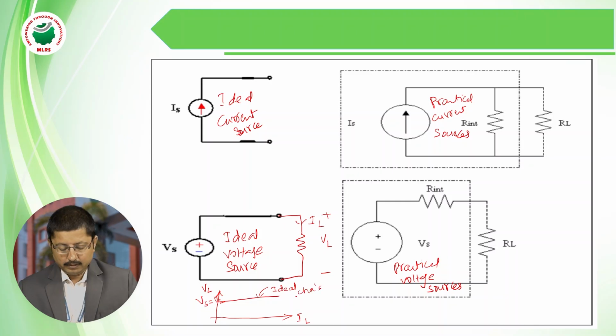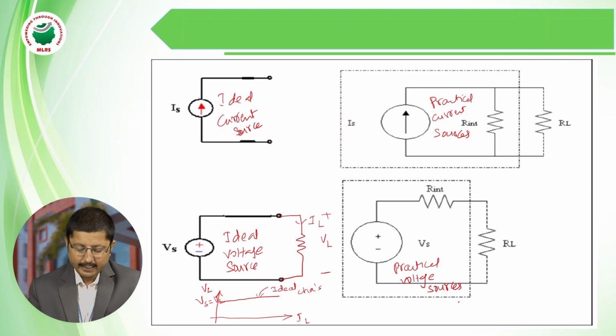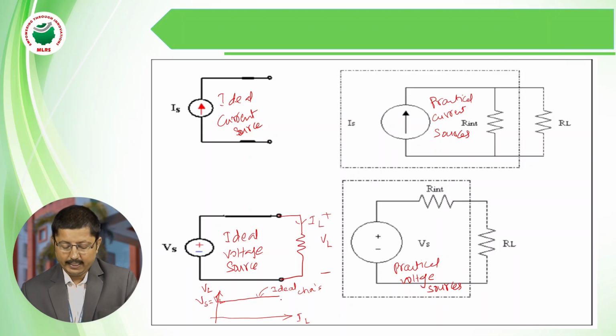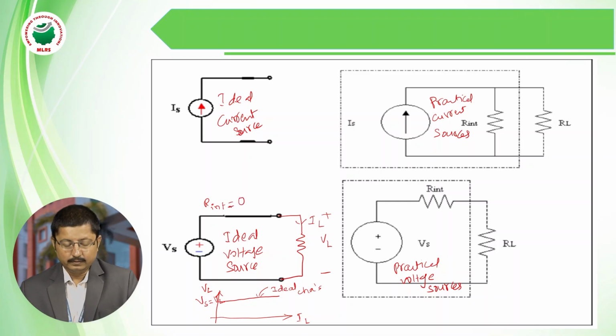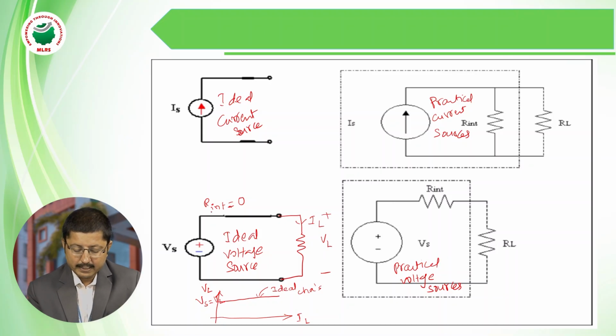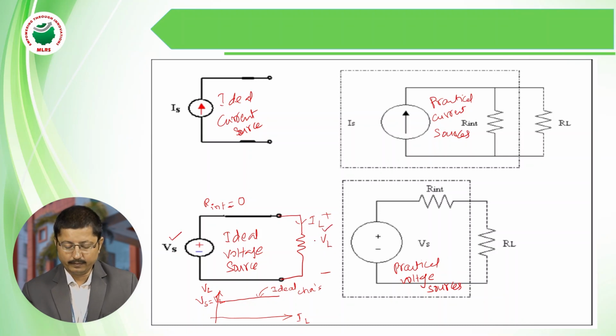Coming to the practical case, you can see the difference between the ideal and practical cases. In the ideal case, the internal resistance R internal is equal to 0. That's why whatever voltage is applied, the same voltage is obtained across its terminals irrespective of the load current. Whereas in a practical voltage source, every voltage source has some internal resistance in series with it. You can see that practical case in the diagram.